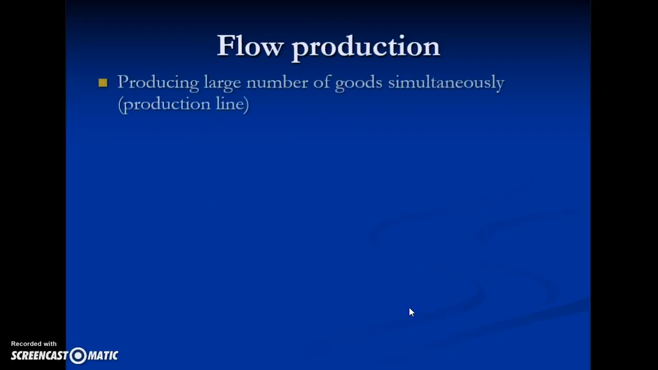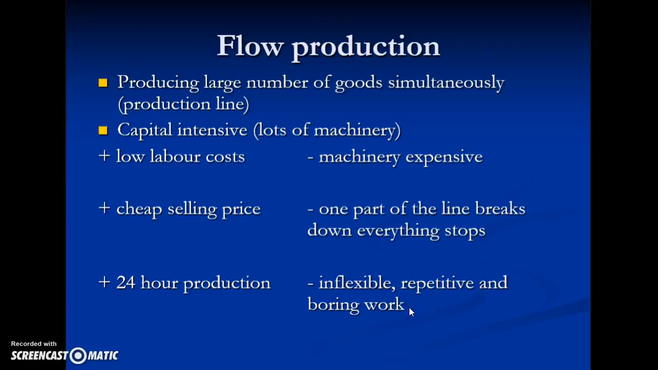So flipping on, the last official one is flow production. This sort of flows on, producing a huge number of goods simultaneously, okay? It's constantly churning out goods. So this is where we get that whole idea of a production line, something that was developed by Henry Ford way back in the beginning of the 20th century. It's ongoing, it doesn't stop.